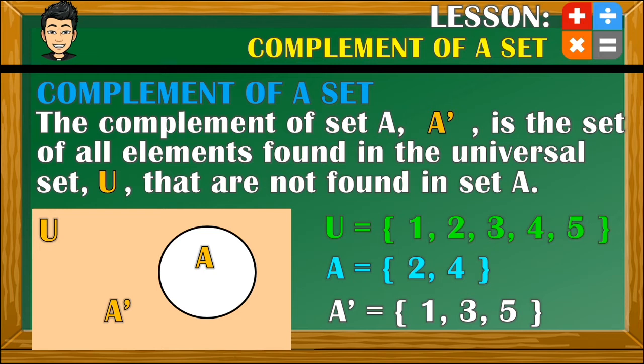So if we are going to include the elements of the given sets in the illustration on the left side, we have 2 and 4 for set A, and 1, 3, and 5 for the complement of set A. As you can see, all the elements 1, 2, 3, 4, and 5 are inside the rectangle. This shows that they really are the elements of the universal set.